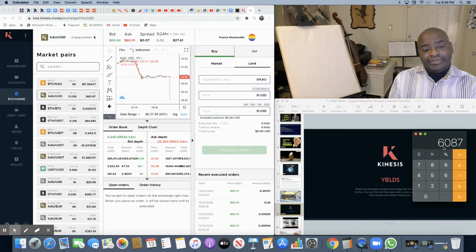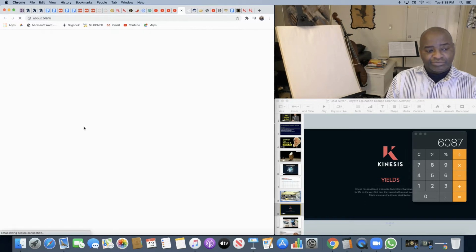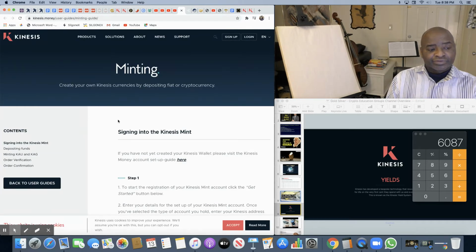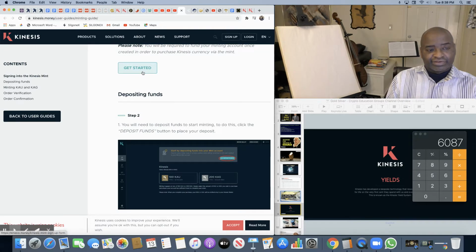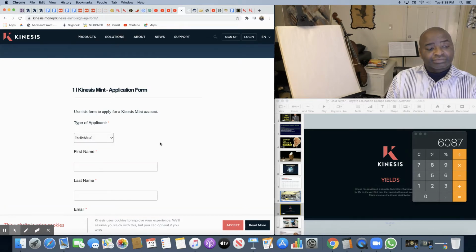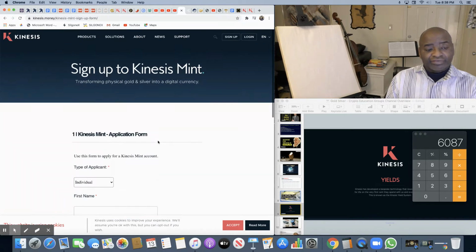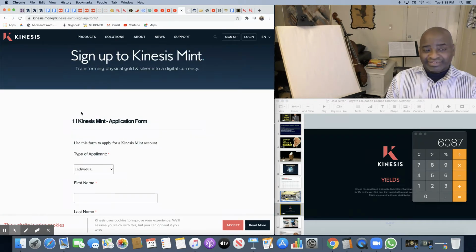So let's see. Anyways, first, register your account. After your account is registered, do your KYC, link your account, and link your account to your minting. At the bottom of this link, let me open it just so I can show you what I'm talking about. Okay. It says get started with minting. You'll click on get started. It will ask you a few questions. Do you want to do it as an individual or as a corporation? Let's say an individual. Then you put in your name, and move forward.